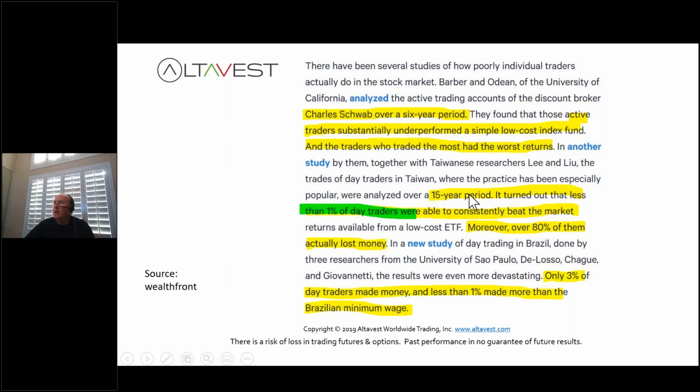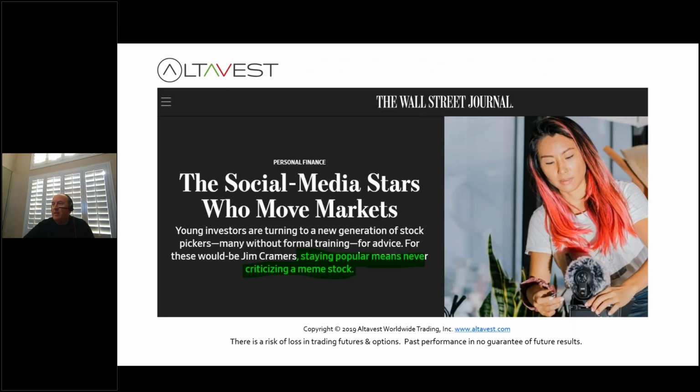Here's another study out of Taiwan over a 15-year period. Less than 1% of day traders consistently beat the market. 80% lost money, and out of Brazil, 3% of day traders made money. So difficult, folks, to make money day trading. And we're going to talk a little bit more about that in a second.